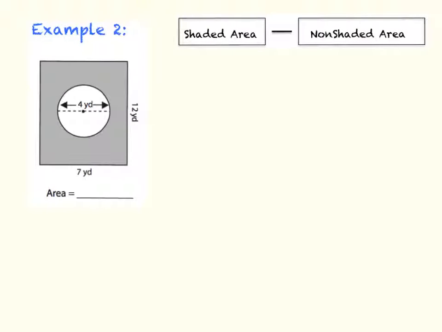The second example is a combination of a rectangle and a circle. Again, the first thing I'm going to do is identify the shaded space. So I can start with the background. Overall, I've got the rectangle in the back. So step 1, I have my large rectangle that used to be completely shaded.